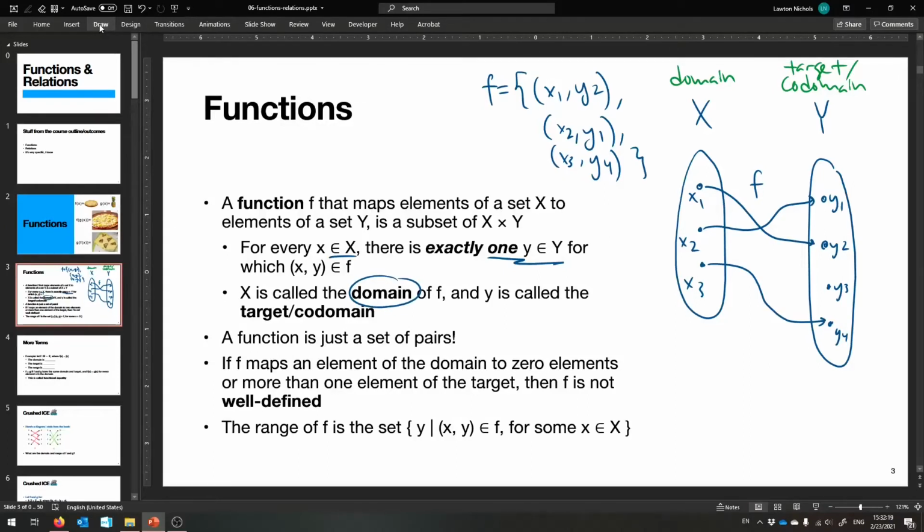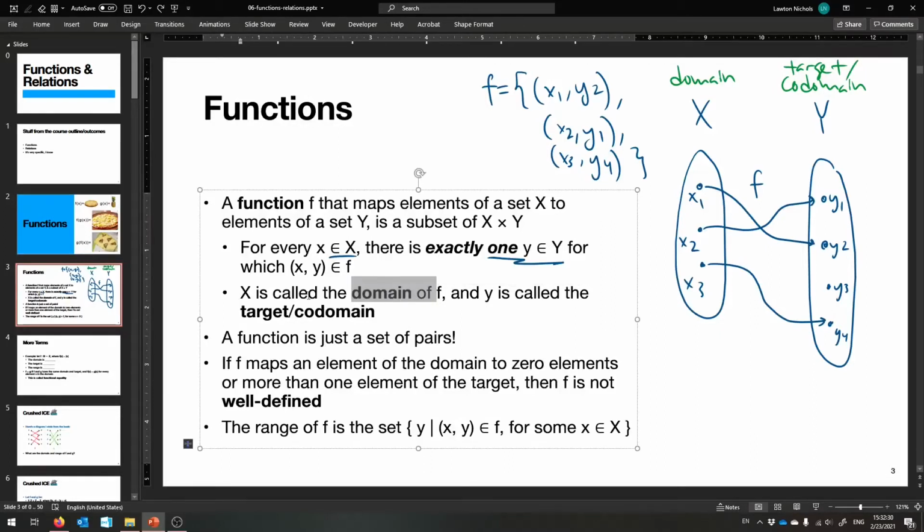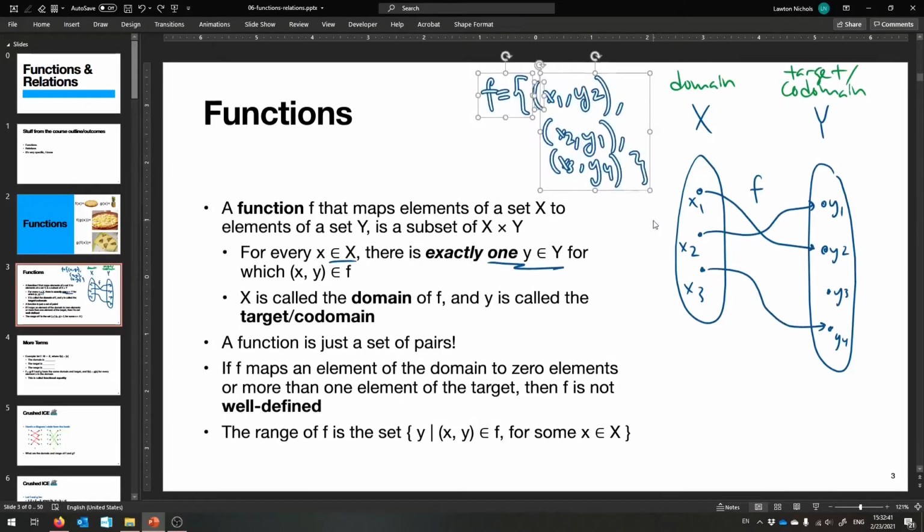It's the thing that you're giving to the function to take you to the next place. Okay, you give me an x, I give you a y. That's what f is trying to do. So it's taking an element of the domain and mapping it to exactly one element of the codomain, exactly one element of the target. Those are the same word. Those are synonyms. So yeah, a function is just a set of pairs. Now I think we're very well acquainted with that fact.